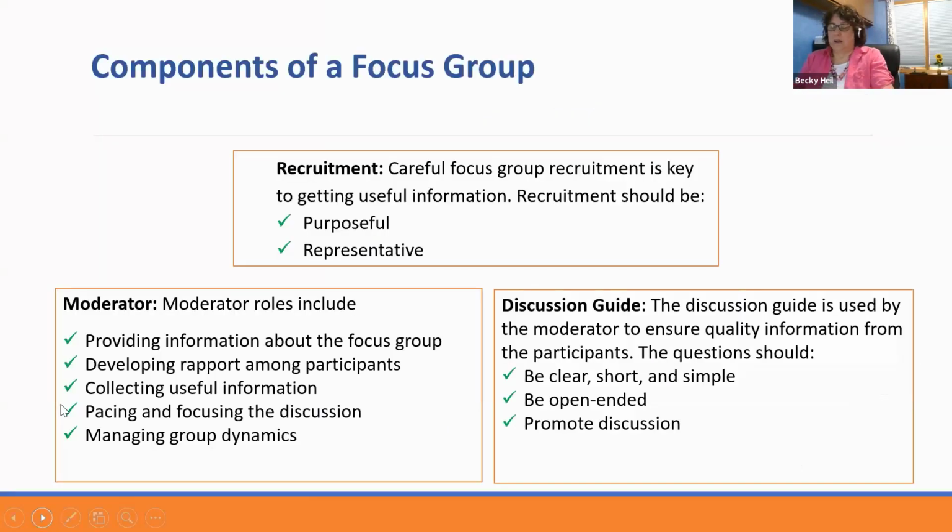So the next slide, we're going to talk about some of the components. We talked a little bit about recruitment, and I really like those two words, very purposeful. And again, it goes back to what it is that you're trying to find out with this group. So make sure you have that purpose. And then representative. You want it to be representative of everybody in the community that you need to get information from. Another thing that you want to think about is that moderator. In the next couple of slides, I'm going to talk a little bit more about that moderator role and some ways that I do it, as well as ways to get some training on that. There are some really, really good sites out there.